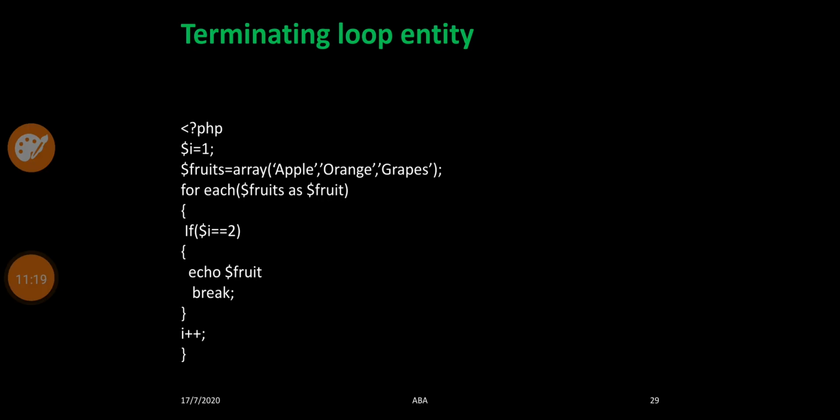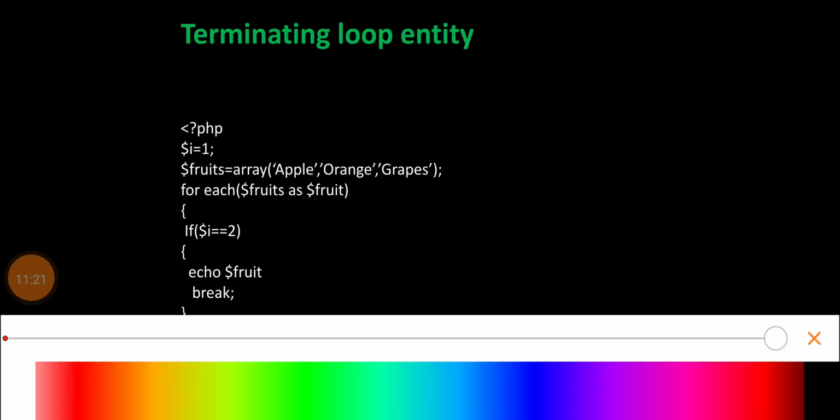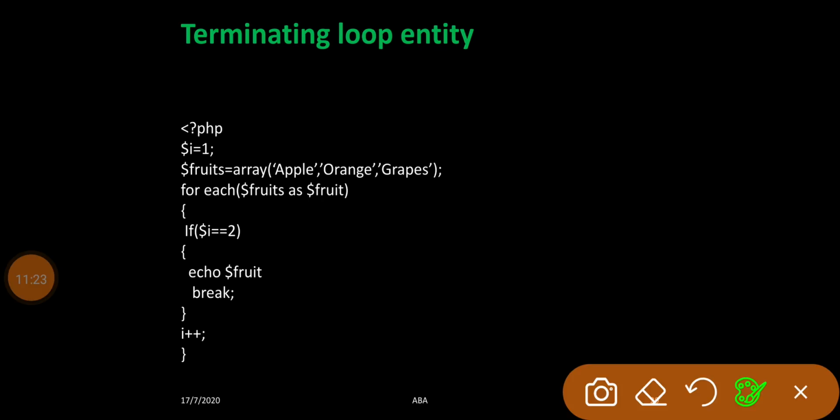If you want to terminate the loop, if i is equal to 2, for example. Foreach is a statement used only for arrays. So we'll discuss terminating loops and foreach in later videos.